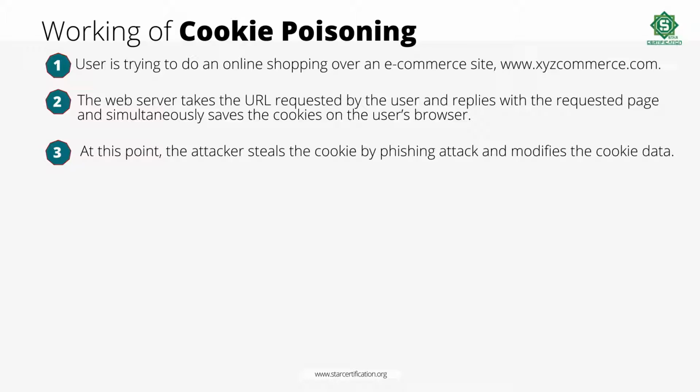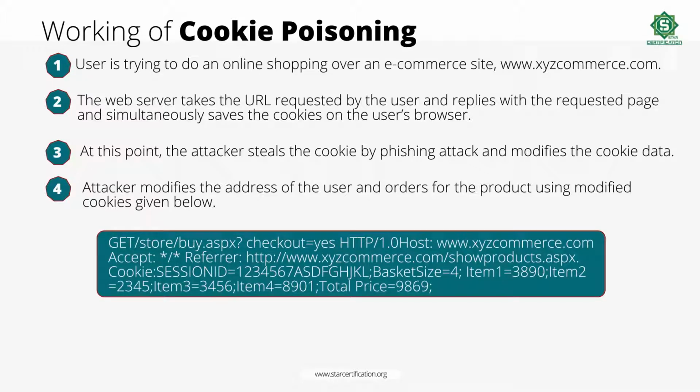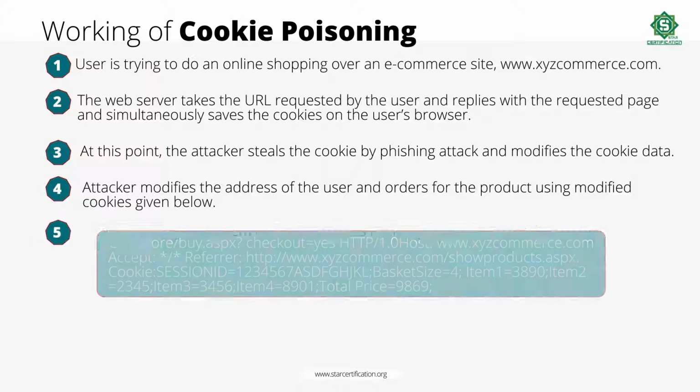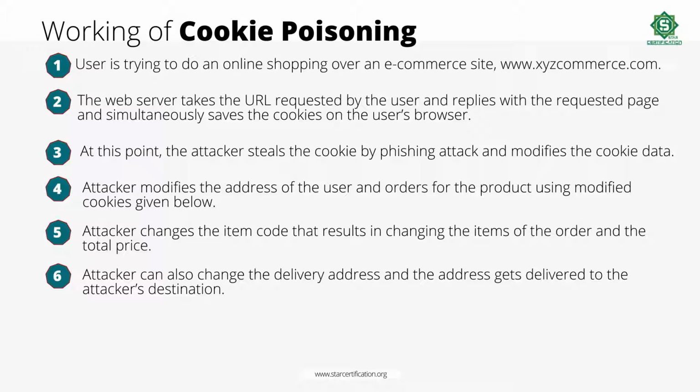At this point, the attacker steals the cookie by phishing attack and modifies the cookie data. The attacker modifies the address of the user and orders the product using modified cookies as shown here, and sends the request to the web server. The attacker changes the item code and it results in changing the items of the order, and the total price also varies. The attacker can also change the delivery address, and the order gets delivered to the attacker's destination.